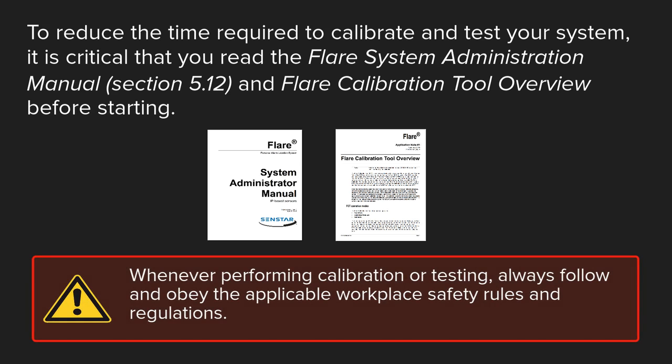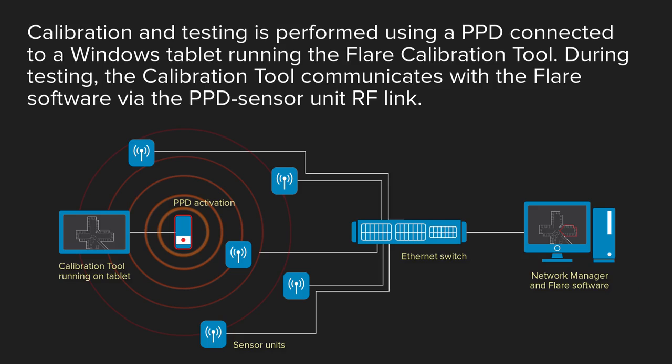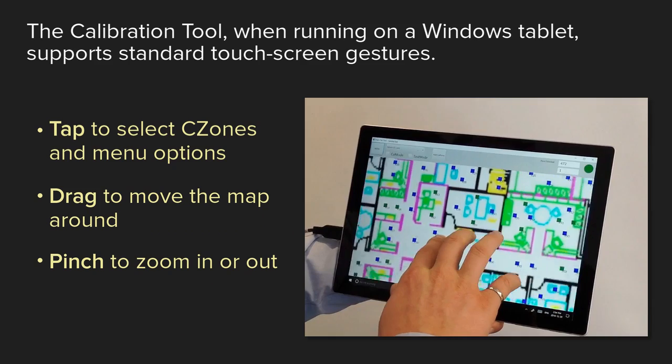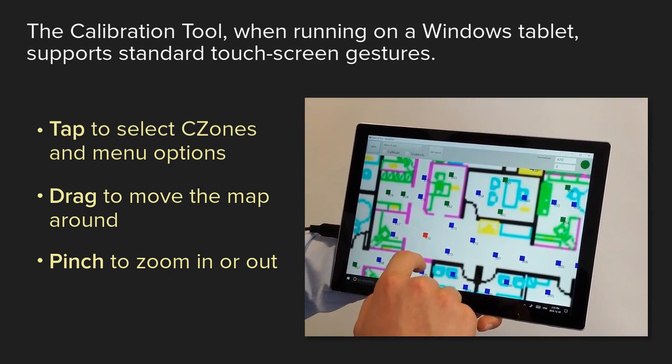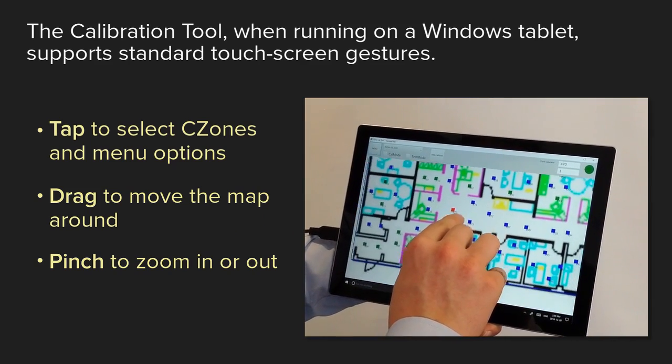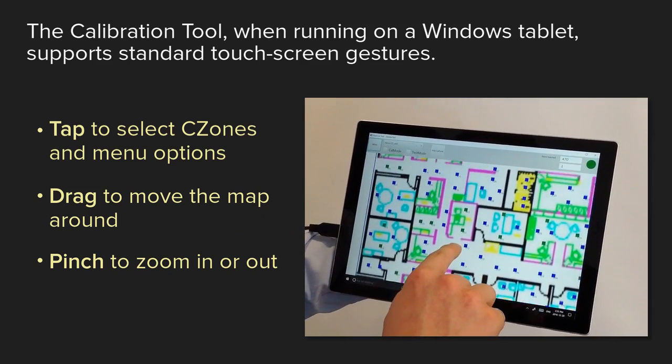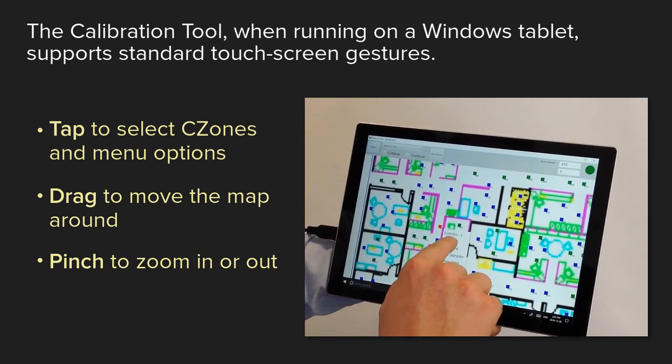Whenever performing calibration or testing, always follow and obey the applicable workplace safety rules and regulations. Calibration and testing is performed using a PPD connected to a Windows tablet running the Flare Calibration Tool software. During testing, the Flare Calibration Tool communicates with the Flare software via the PPD-sensor unit RF link. The calibration tool, when running on a Windows tablet, supports standard touchscreen gestures. Tap to select CZones and menu options. Drag to move the map around. Pinch to zoom in or out.